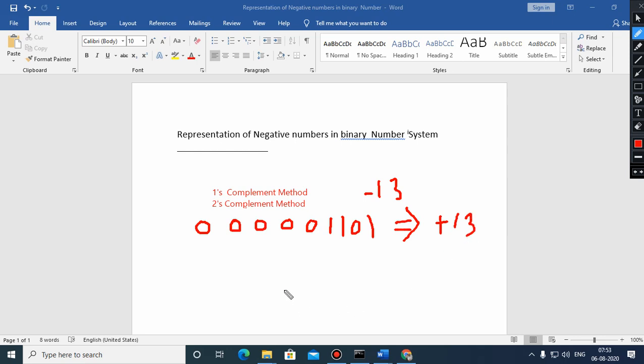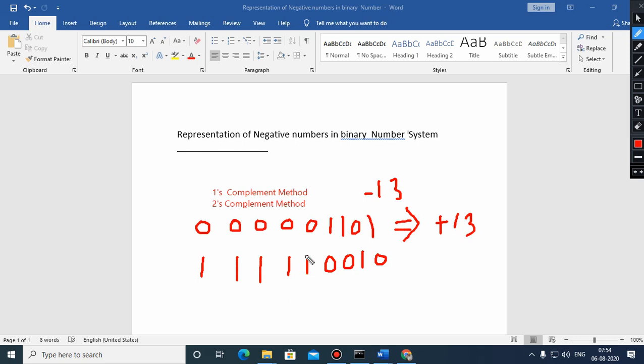And if we want to represent minus 13, what to do? Change the sign bit to 1. Change all the zeros to 1, and all the ones to zeros. This 0 to 1 and this 1 to 0. So this is minus 13 in binary, and this is one's complement. So in one's complement, we need to change the sign bit, and then change all the zeros to ones and all the ones to zeros.